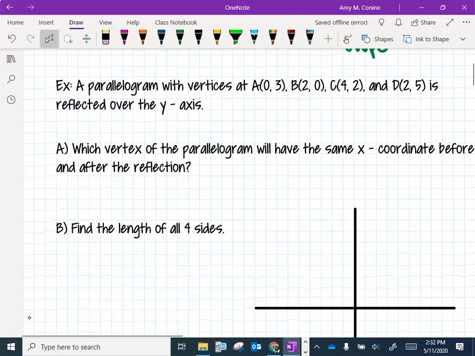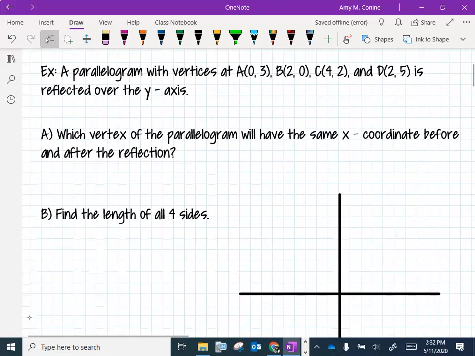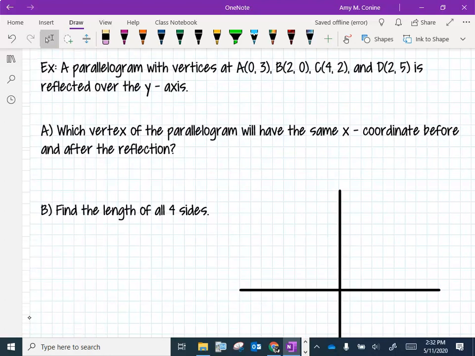We have an example: a parallelogram with vertices of A, B, C, and D is reflected over the y-axis. And then we have part A and part B right here. The first thing I need to do is graph my pre-image, which is the parallelogram A, B, C, and D.